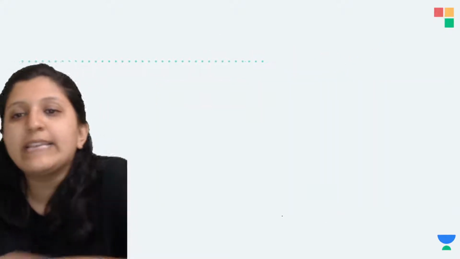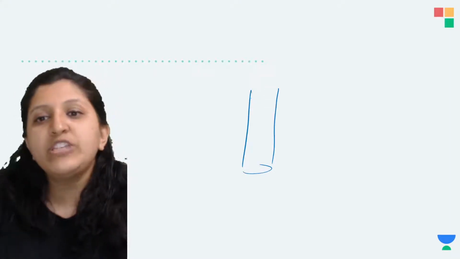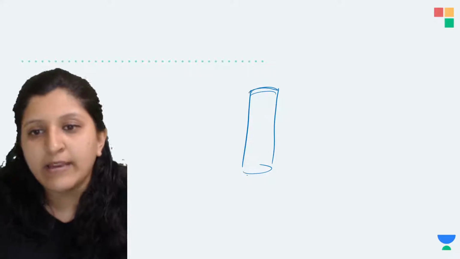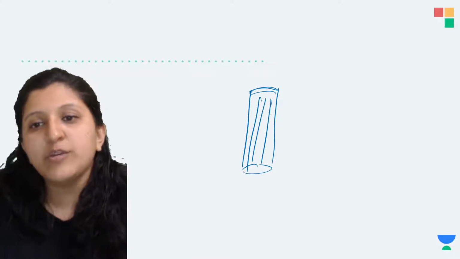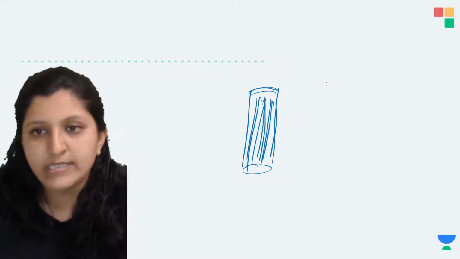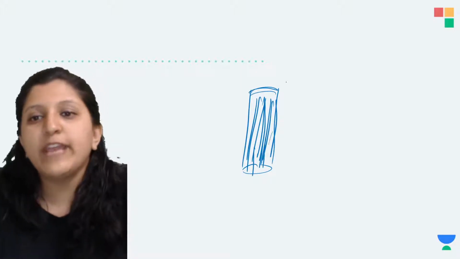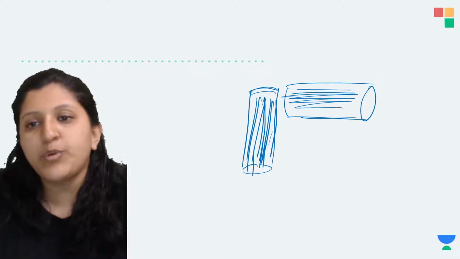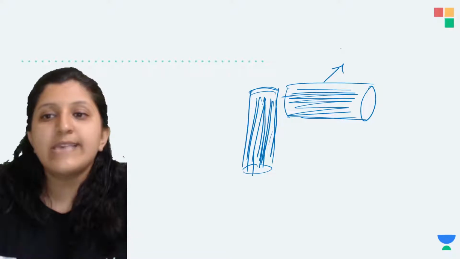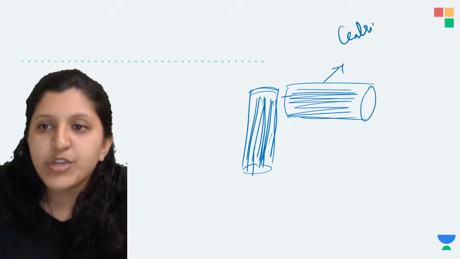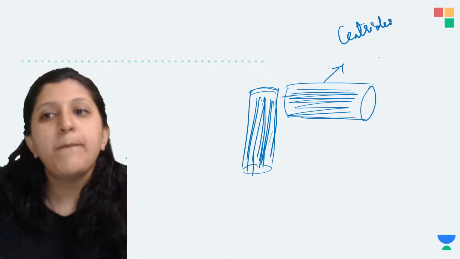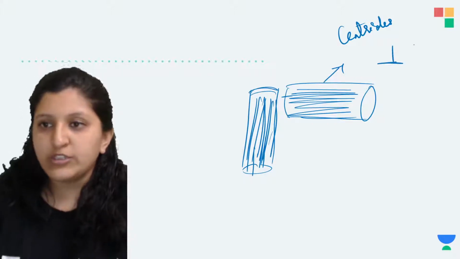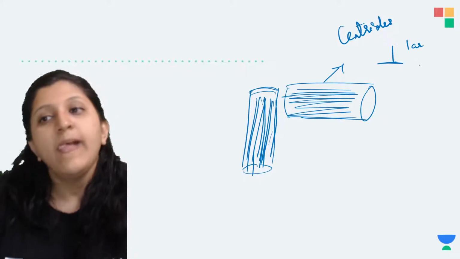So what exactly is the tubulin protein arrangement? This is a centriole, and you can find tubulin proteins present inside over here. Then there is one more centriole arranged at a right angle, with again tubulin protein. So centrioles are arranged perpendicular to each other.